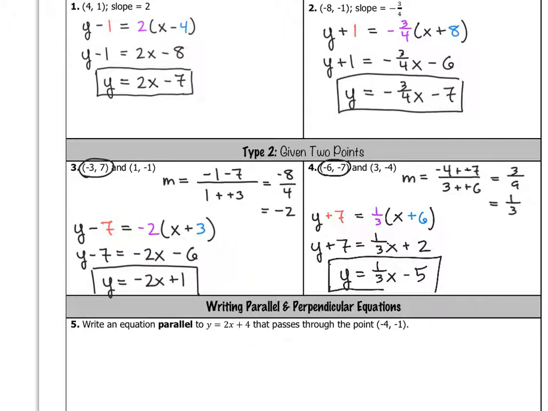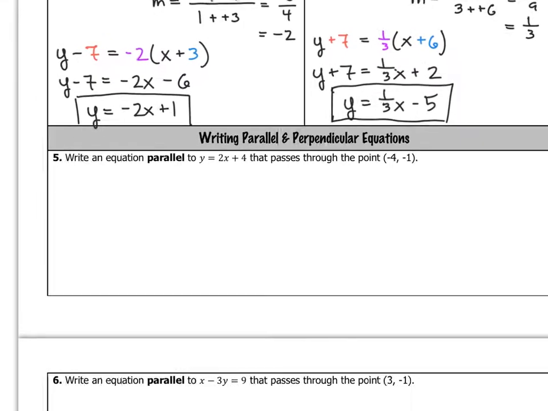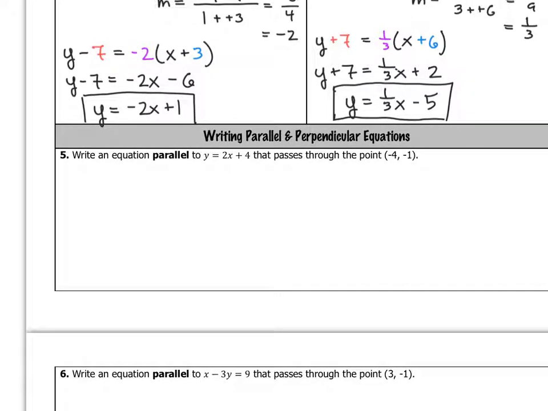It does not matter which point you choose in point slope form, so I could have picked 3, -4 here, or 1, -1 in number 3, and I would have gotten the same equation for my final answer. Alright, finally we're going to practice now applying this to our parallel and perpendicular line concepts from this unit.